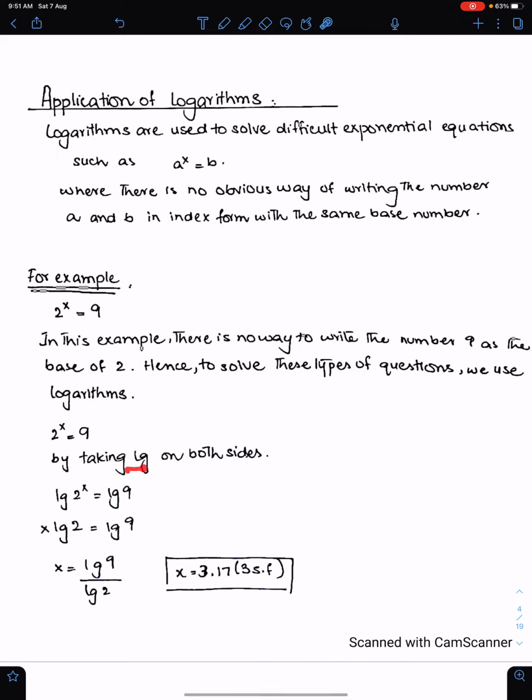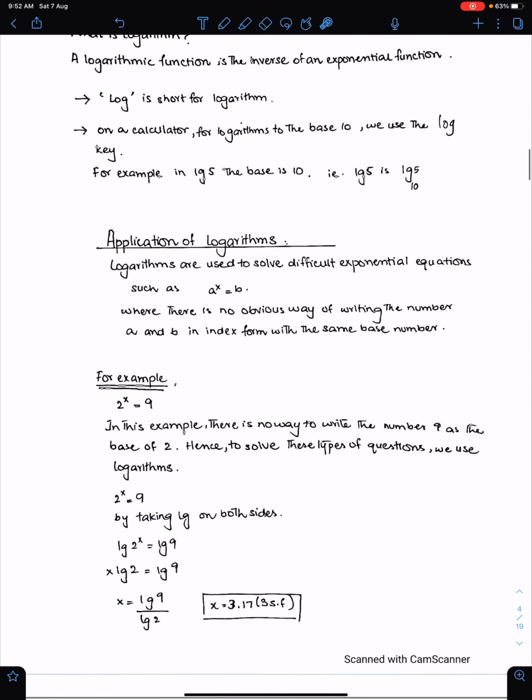So by taking LG on both sides, we have this equation. According to power law, you can bring this x here. So we have x log 2 equals log 9. Finally, we have x is equal to log 9 upon log 2, which is 3.17 up to 3 significant figures. You can take a screenshot of this page if you want.